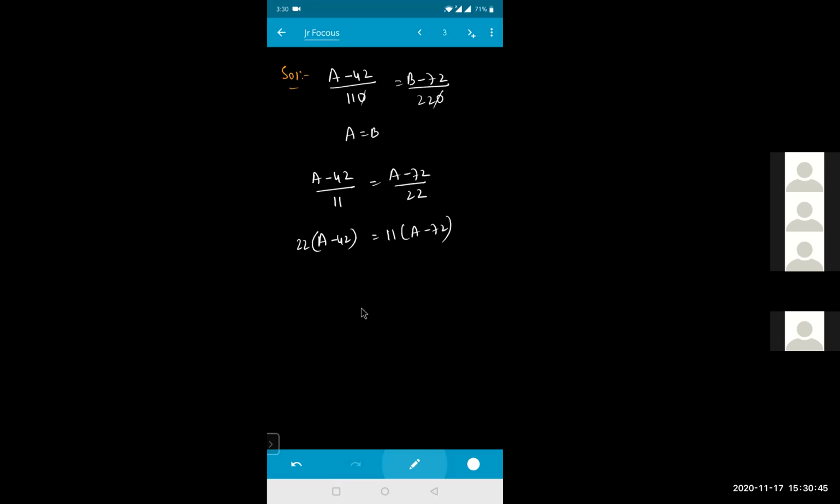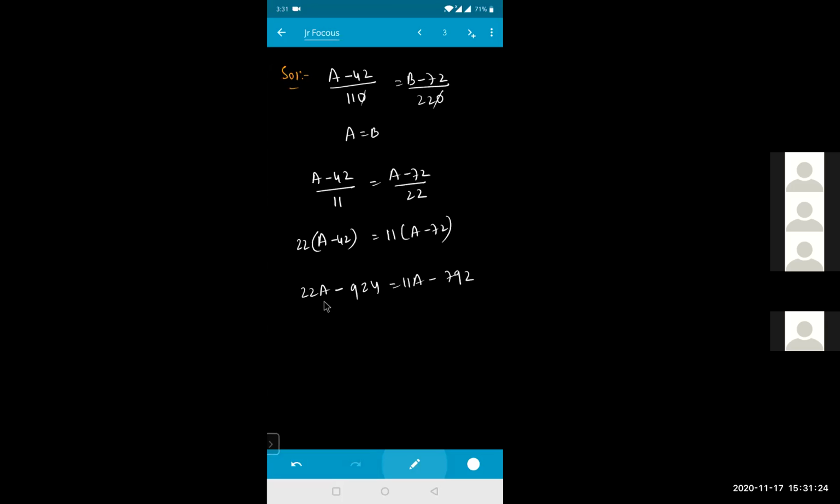Okay. So this is 22A minus 22 into 42. How much is 22 into 42? 2 twos are 4, 4 twos are 8, that gives 924. That is equal to 11A minus 11 into 72. How much is 11 into 72? 792. Okay? Chalo.